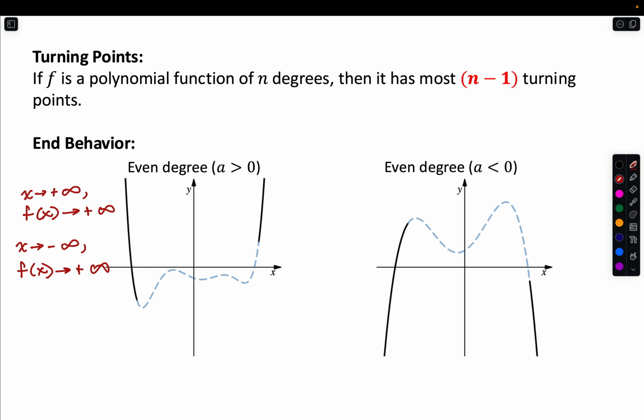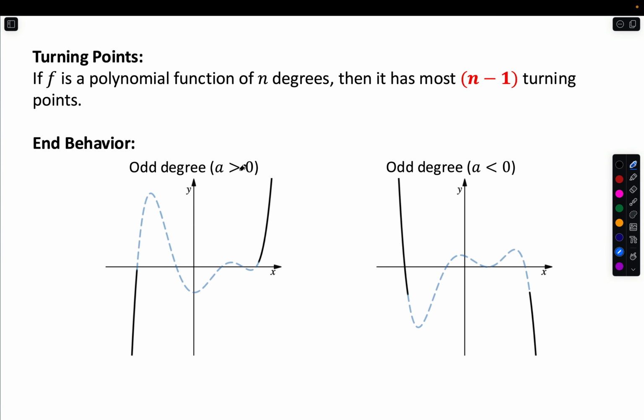So note, in even polynomials, the end behavior matches in both directions, right? Like you can see in this one, as x is going to positive infinity, my y values are going down. So as x goes to positive infinity, f of x is going to negative infinity. And the same thing is happening as x goes to negative infinity. As x is getting really small, my f of x is also getting really small, right? It's going off to negative infinity.